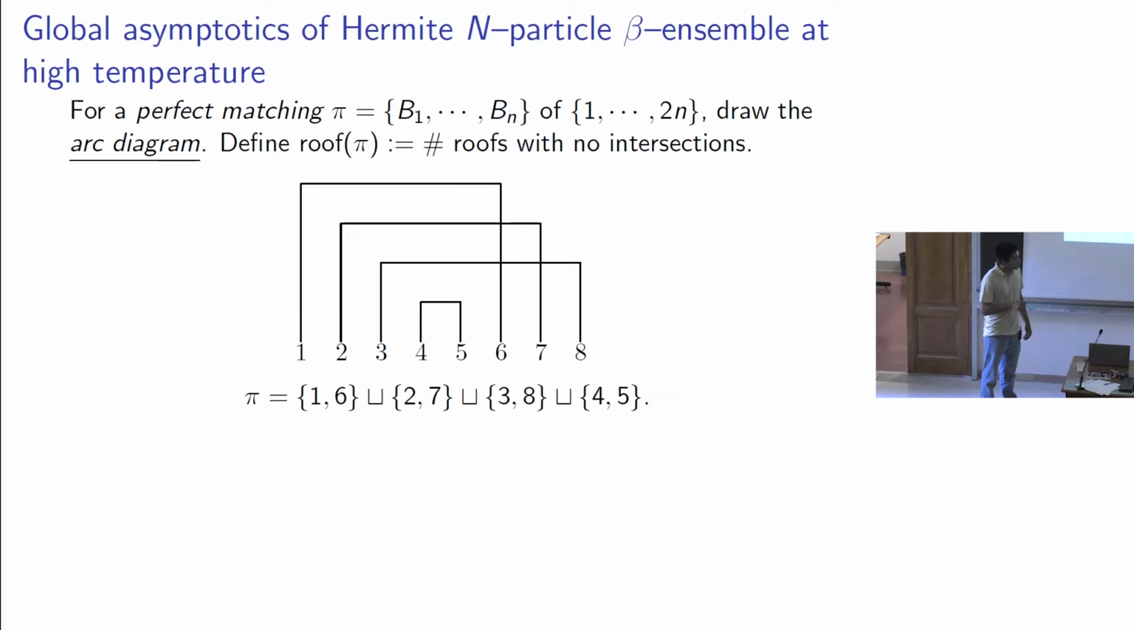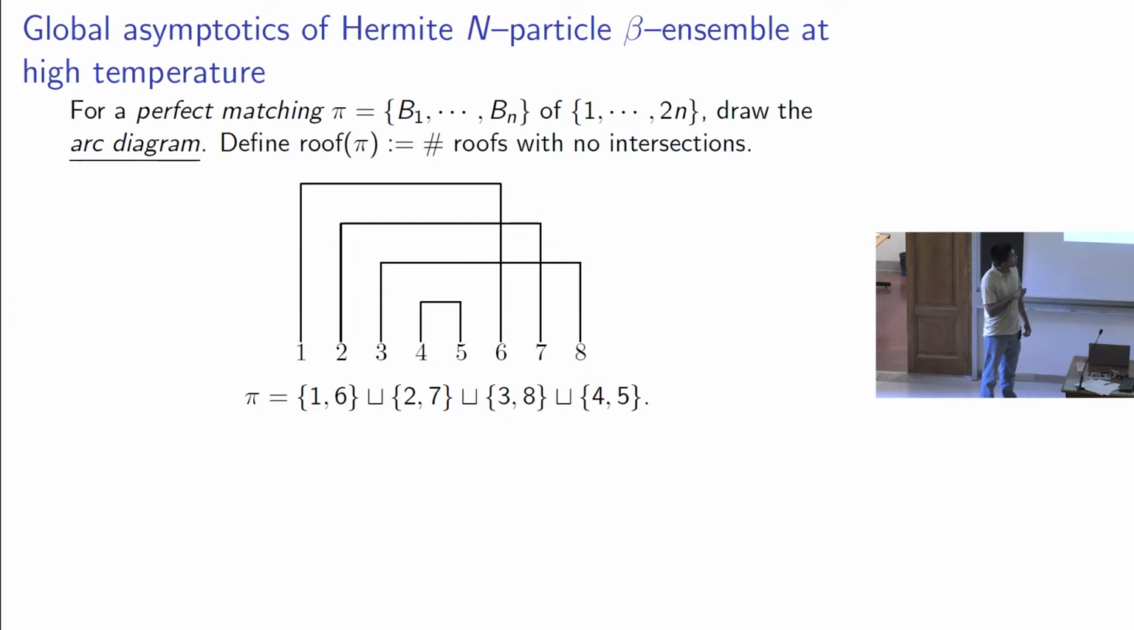You label the blocks in such a way that the first block is the one that has the smallest element. 1 is always the smallest element, so this will be the block B1. Next block, the one that has the next smallest element, so 2, right? Next one, the next smallest element, this is the block B3. And then the next smallest element is 4, so this will be B4. So B1, B2, B3, B4, okay?